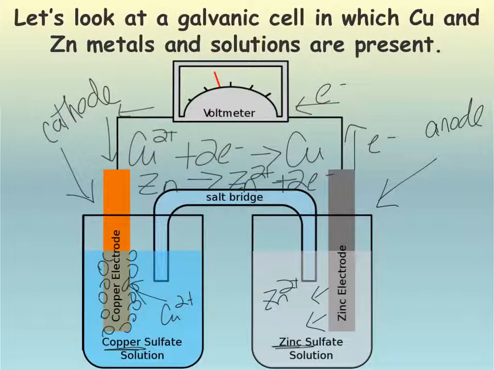So back to our little picture of our cathode and our anode. Over here, our cathode, the electrode is getting bigger and bigger and bigger. And over here, our little zinc electrode is getting smaller and smaller and smaller. Please understand that between this picture and the previous slide, the location of the copper and zinc electrodes are actually flipped. So don't let that confuse you.